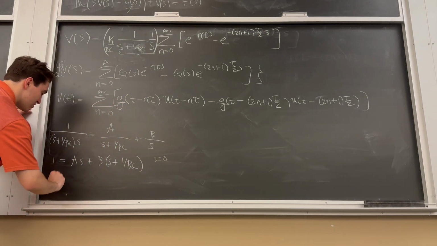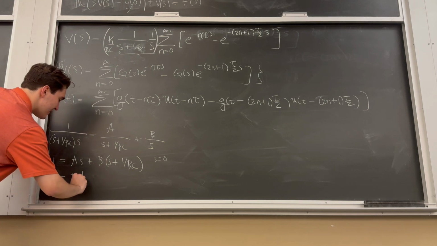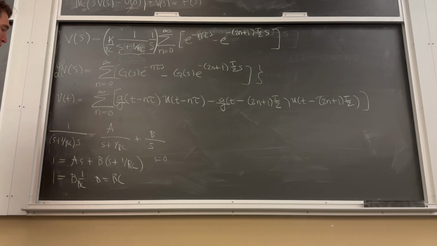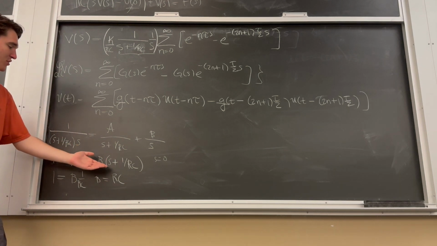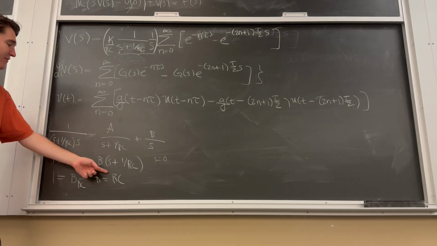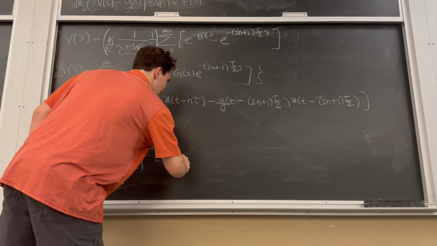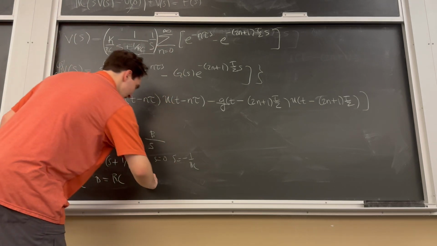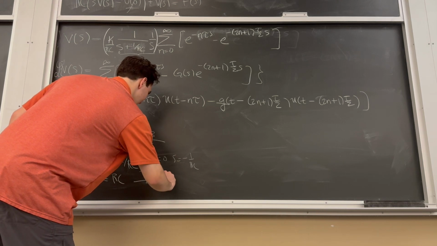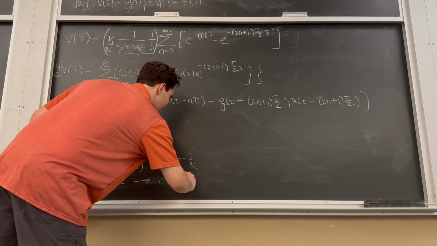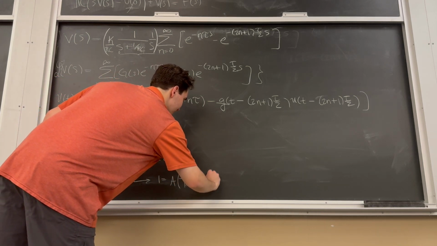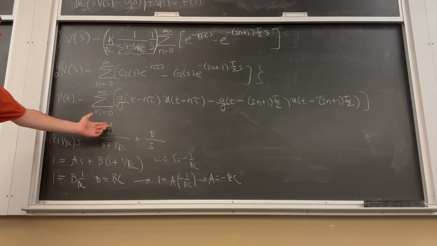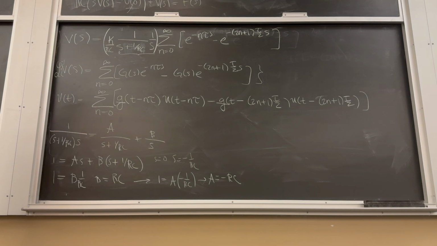Well, that's going to make this term vanish, and I'm going to find that b is equal to RC in that case. That also means this equation has to hold for the convenient value of s equals negative 1 over RC, which is going to make this term vanish, and which is then going to imply that 1 equals a times negative 1 over RC, which implies that a equals negative RC. So that's an easy way to find these two coefficients, those two numerators there.